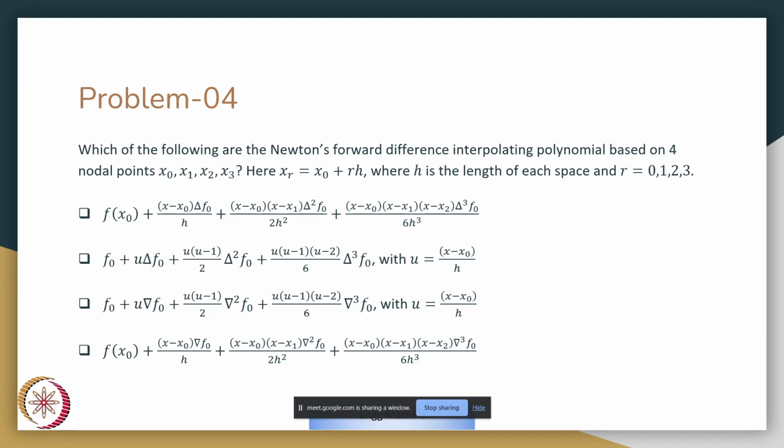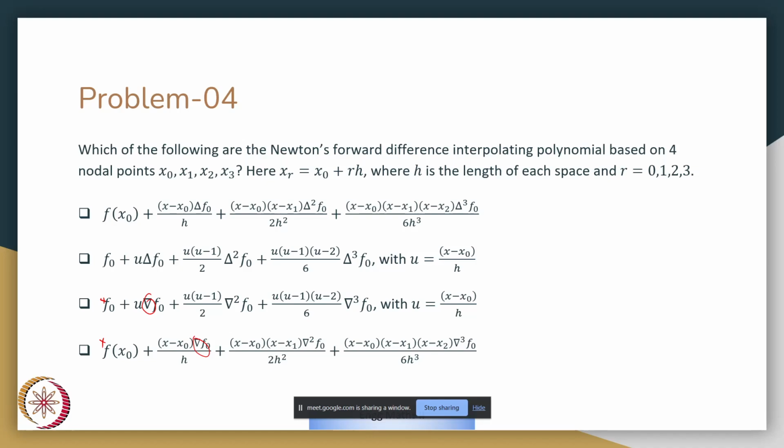So we are asked about Newton's forward difference interpolating polynomial. If you look at the options, we can quickly rule out options C and D, because instead of the forward difference they have the backward difference characterized by this nabla symbol. So both of these options are out. Options 1 and 2 contain the forward difference and therefore require another look.